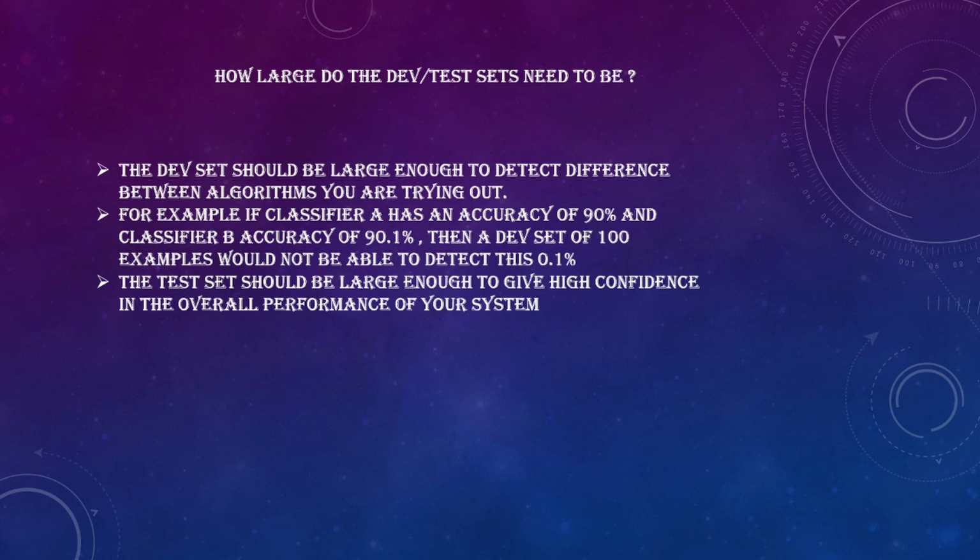Let's say you have two different algorithms, algorithm A and algorithm B. Let's say algorithm A has 90% accuracy and algorithm B has 90.1% accuracy. Your development set should be large enough to detect the difference between the algorithms that you are trying out. So if your dev set is large, it should be large enough that we notice the 0.1% difference between them. That's how large your development set should be. And then the test set should be large enough to give high confidence in the overall performance of our algorithm.